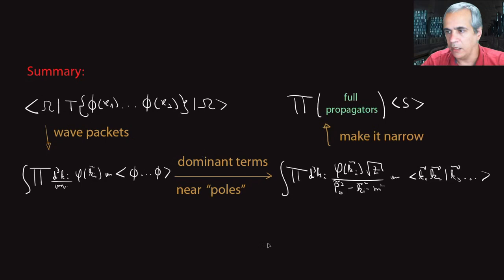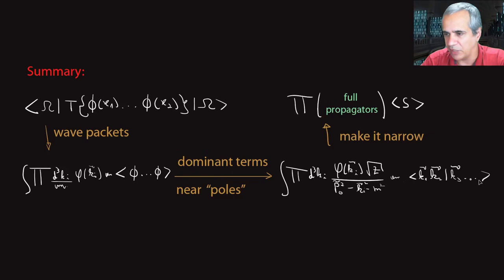And here's the summary of what we did. We started from this function and wanted to move to momentum space. But instead of just doing a Fourier transform, we assumed that the incoming and outgoing states are actually finite, both in momentum and in position. So we built something like a wave packet. Then we looked at the dominant terms near these poles. Poles here is in quotes, because it's not really a pole in the case of a wave packet. It's just a small branch cut, but you get the drift. We're looking at the terms that are dominant in that region, and then we get to this expression written in terms of fairly well-defined momentum states.